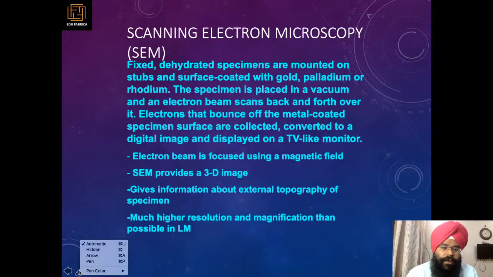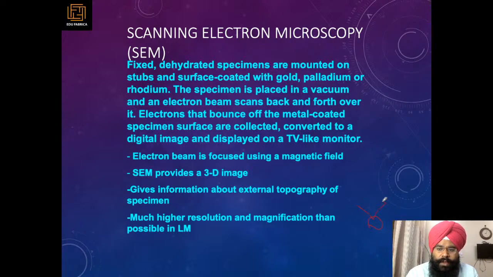So if we have this ball-like structure, the electron beam comes and then can be detected on the TV-like monitor, and we can check them and create a digital image later on. They strike here, then we check it here; they strike there, then we check it there. And they give the 3D image at the end as SEMs, with higher resolution and magnification.